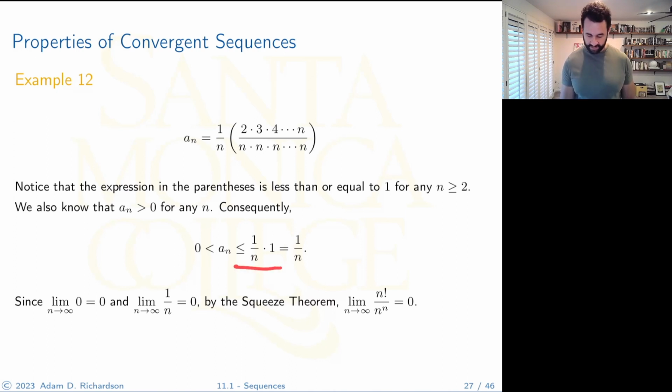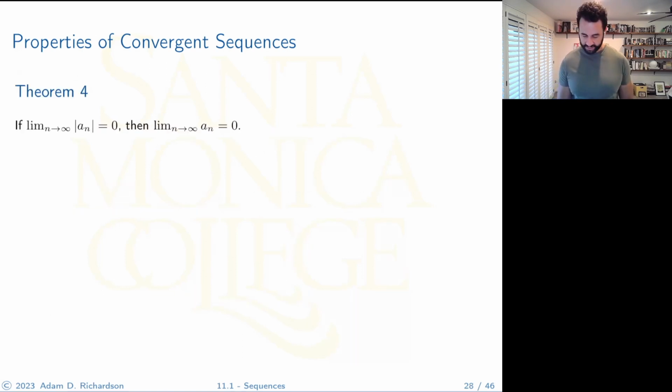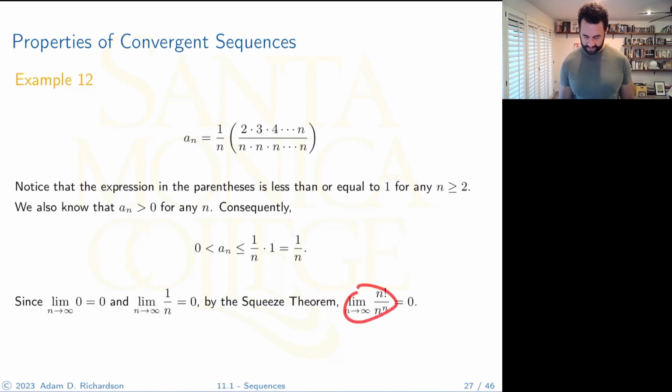It's also less than or equal to 1 over n times 1. 1 over n times 1 is 1 over n. Well, the limit of this sequence, the sequence of all zeros, is 0, and the limit of this sequence is 0. So again, by the squeeze theorem, the limit as n goes to infinity of this is equal to 0. Cool stuff. Very cool stuff.